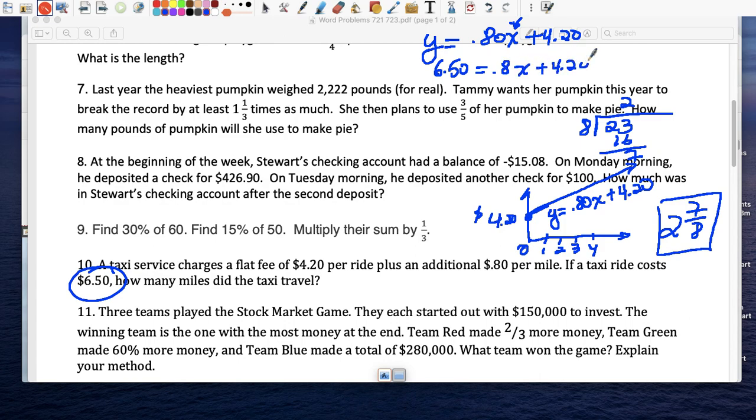Now, notice what you're going to do. We're going to be subtracting 4.20 from both sides, so it's exactly the same thing, right? Minus 4.20 on this side, minus 4.20 on this side. So that goes away, and I'm left on this side with 2.30, and here I'm left with 0.8x. And I'm going to divide this by 0.8 and divide this by 0.8, and that's exactly what we got, right? 2 7/8. We'll probably get that as a decimal, but it's okay.